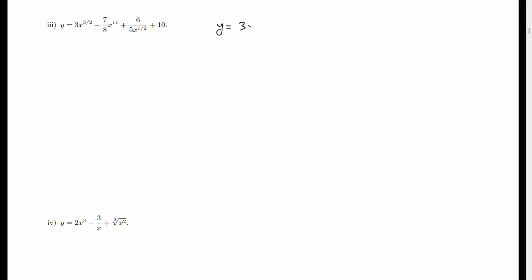Okay, so pause the video and see if you can get the derivative of the third part. Okay, so in this case, we have y equals 3x to the power of 3 halves minus 7/8 x to the power of 11 plus 6 over 5 x to the power of 1 half, and finally plus 10.